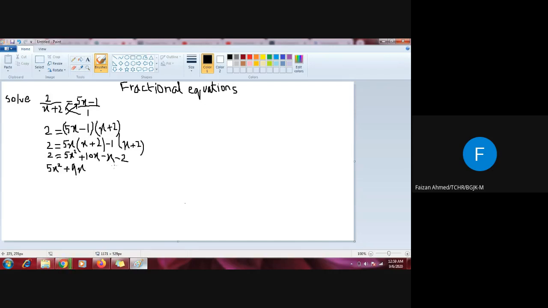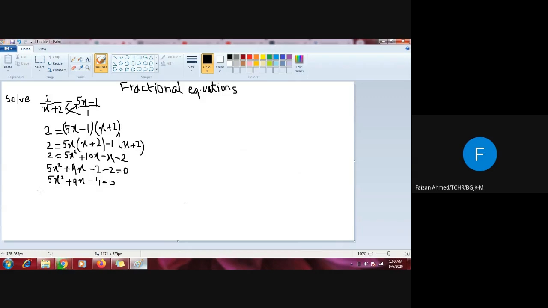And this is minus 2, and this minus 2 will come on this side. It will again be minus 2, and then it will equal 0. I will have to do one more step. This will be 5x square, plus 9x, and minus 2 and minus 2 will be minus 4, equals 0. So after simplification, this fractional equation has turned into a quadratic equation, and now I have to solve it.